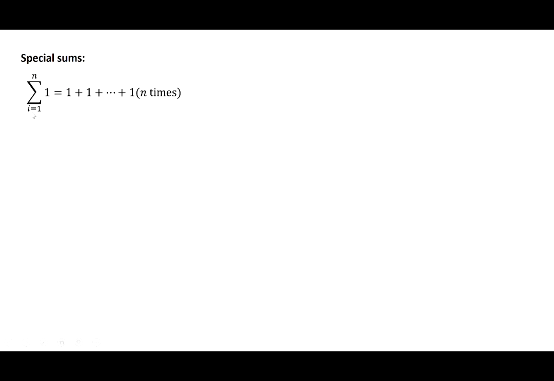It is a constant. So we just say 1 plus 1 plus 1 plus so on. How many times? Well, i is going from 1 to n. So there would be n number of 1s being added in this case. And that's why I wrote n times. If I add 1 n times, how much should I get?